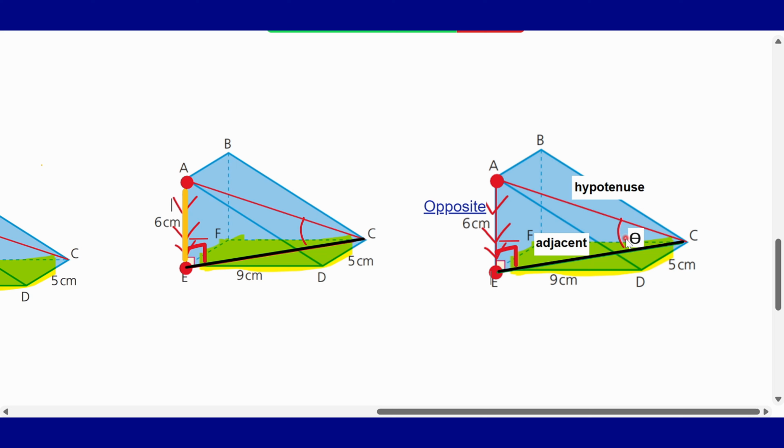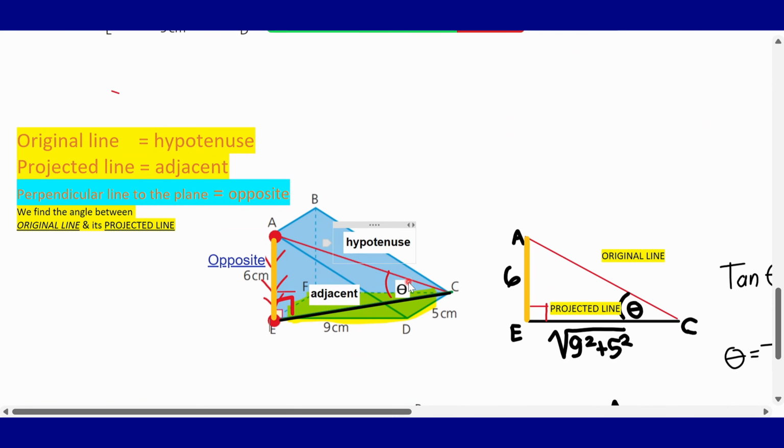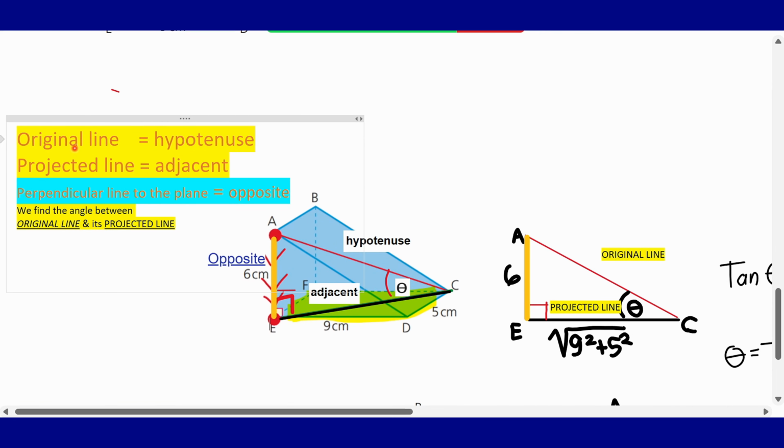Now the trick for this is, the original line always becomes the hypotenuse, the projected line is adjacent, and the perpendicular line to the plane CDEF is always the opposite side of this right-angled triangle. So then we can count the angle. So this is the note. Original line is always the hypotenuse, the projected line, here EC, is always adjacent, and the perpendicular line to the plane is always the opposite side. So we are finding the angle between the original line AC and the projected line EC.